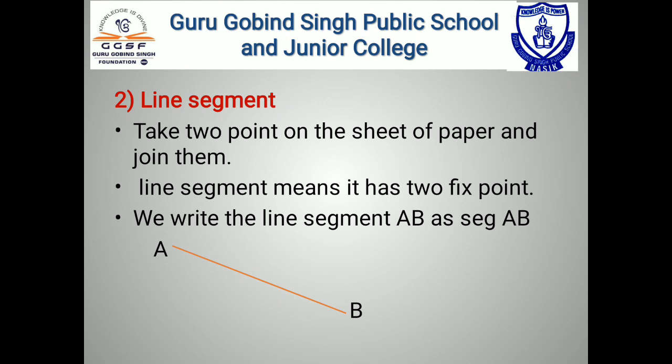If we take one example, every day you come from home to school, afterwards you go from school to home. So your home is the starting point and school is end point. The distance that you are covering is nothing but the line segment, because it has two fixed points, one house and second school. So line segment means what? It has two fixed points. We write the line segment AB as seg AB.